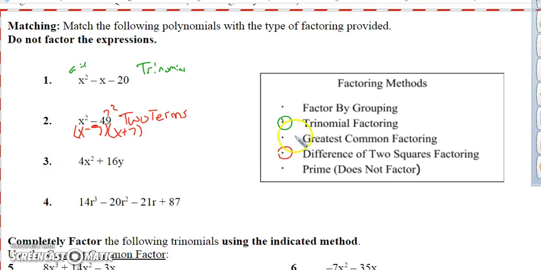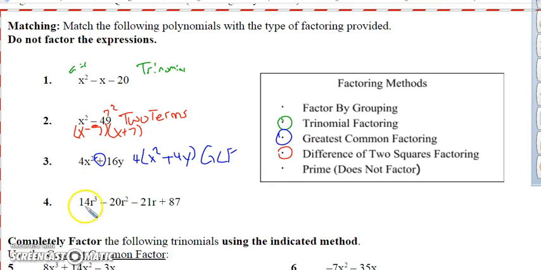Number 3, okay, you might think, oh, two terms, it must be a difference of two squares, but this is addition right here. So the only thing you can take out, the only thing in common, is this 4 from both the 4 and 16, so you could take a 4 out. And then you'd have this, and that's just GCF. It just has a GCF.